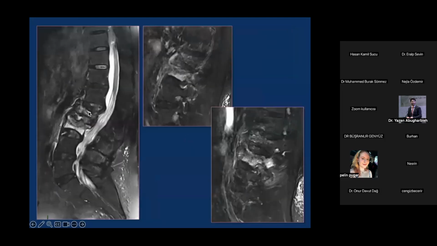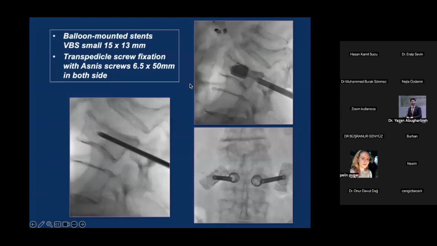Here you have the MRI, so you see on T2 it's a fresh fracture, and as I told you, there is a fracture of both the right and the left pedicle of the L3 vertebra.